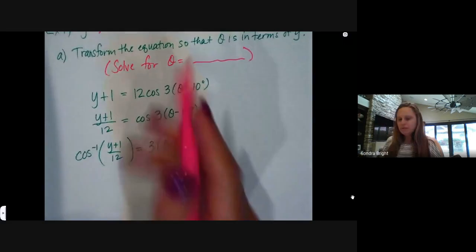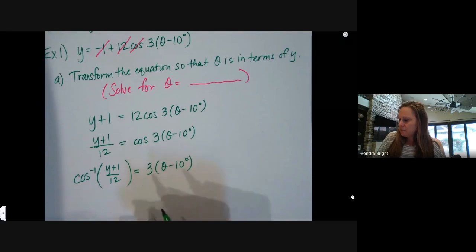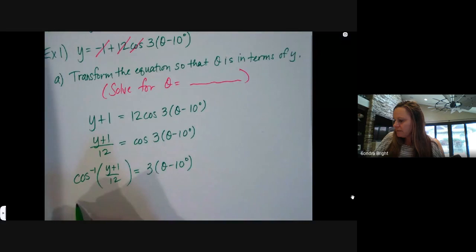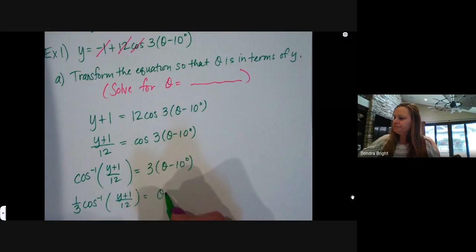Yay. All right, next thing I can do is get rid of this 3 by dividing both sides by 3. Instead of writing all of this craziness divided by 3, I'm going to multiply by 1/3. Multiplying by the reciprocal, same as dividing, right? Reciprocal of 3 is 1/3. So I've got 1/3 times inverse cosine of y plus 1 over 12 would be equal to, and now you're left with the inside of the parentheses, theta minus 10 degrees. I got rid of the 3.